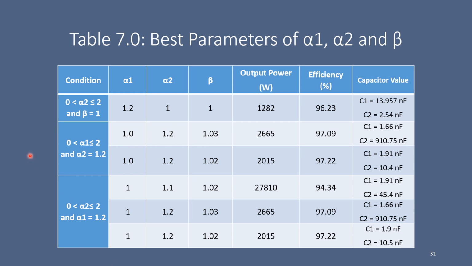So finally, upon doing a detailed analysis, we've come to know that with these particular values of alpha 1, alpha 2 and beta, we are able to get high efficiency values with their corresponding output power. Also, the corresponding capacitor values are given for the values of alpha 1 and alpha 2.